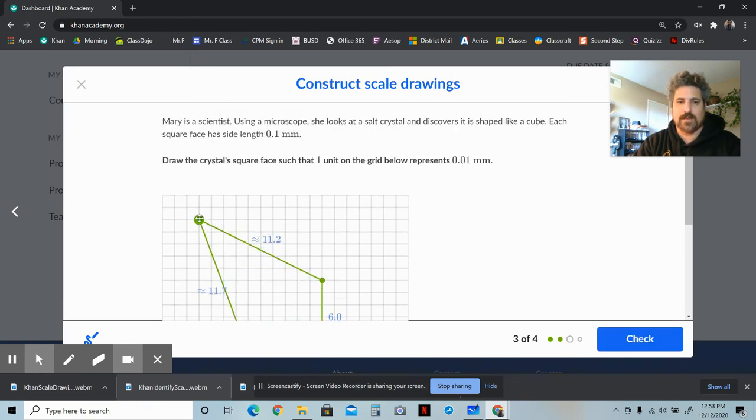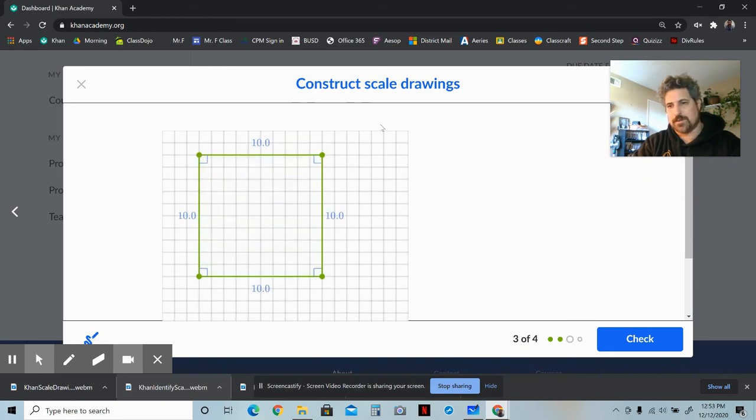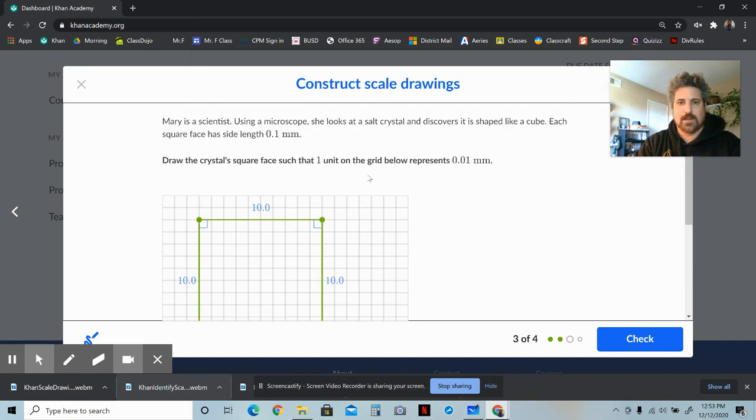So the funny thing is they say it's a cube, but honestly that's a square, right? It's kind of funny that they are calling it a cube because they don't give us the option to do the third dimension. Technically, there would be a third dimension, which is the depth, which would also be 10. But that is 10 lengths of 0.01, which is going to be 0.1. So this is 0.1 millimeters and 0.1 millimeters.